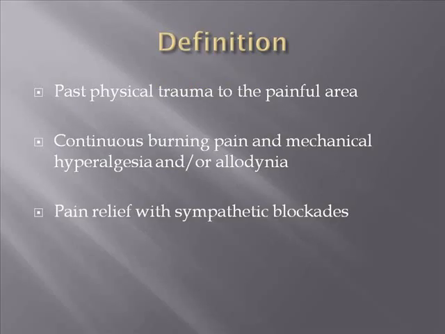As I mentioned in the objectives, we are going to start with a definition of sympathetically maintained pain to give us a focus for the rest of this discussion. The term sympathetically maintained pain was first used in 1986, and it was used while explaining the physiological basis for causalgia, which was a previous name for complex regional pain syndrome and other related pains. The definition at that time was that sympathetically maintained pain is characterized by past physical trauma to the painful area, continuous burning pain and mechanical hyperalgesia or allodynia, and relief of pain by sympathetic blockade.